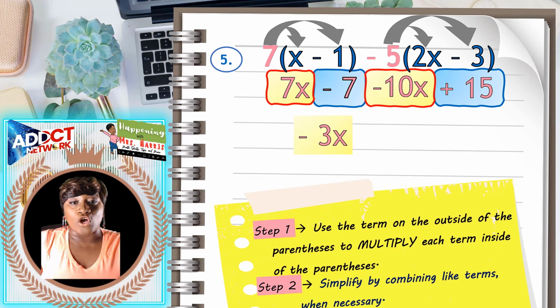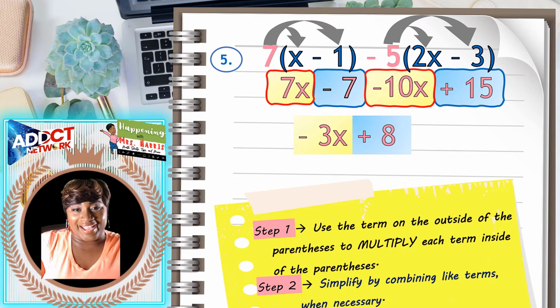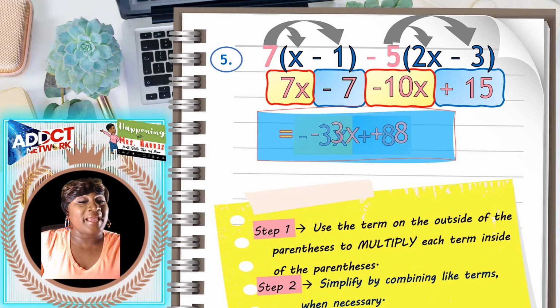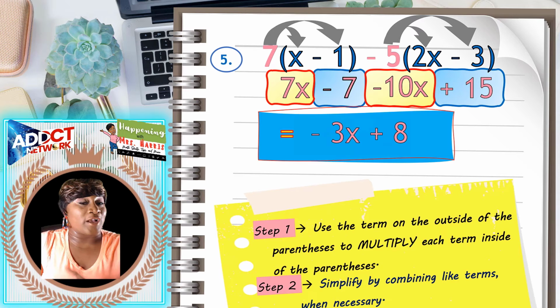When we combine those, we'll be left with negative 7 plus 15, which is positive 8. Our final answer will be negative 3x plus 8. We know that this is our final answer because the negative 3 has a variable and the positive 8 does not. Here's our final answer.